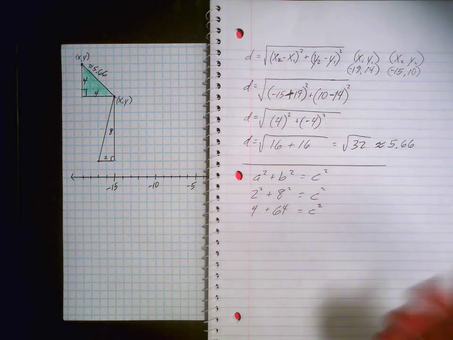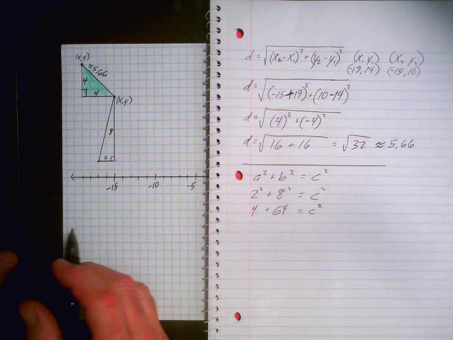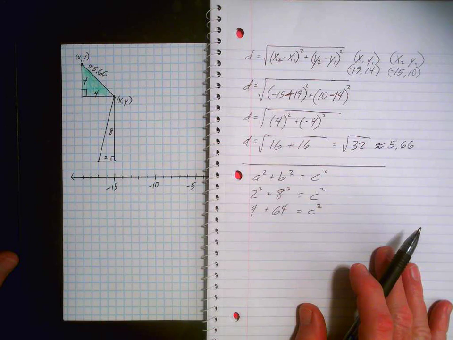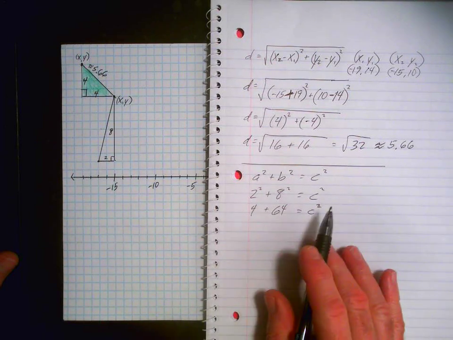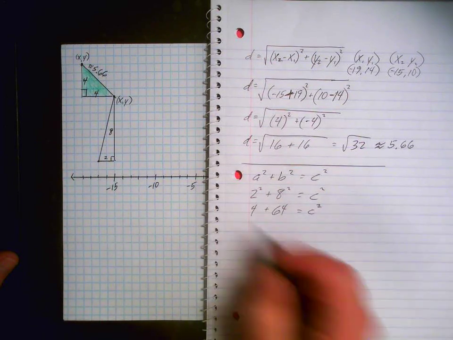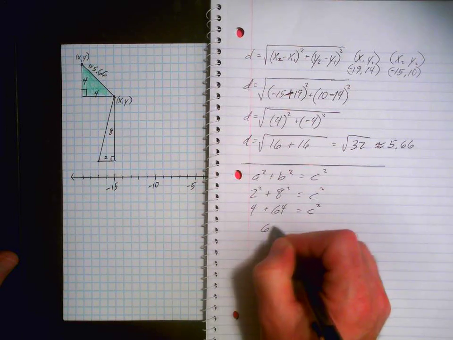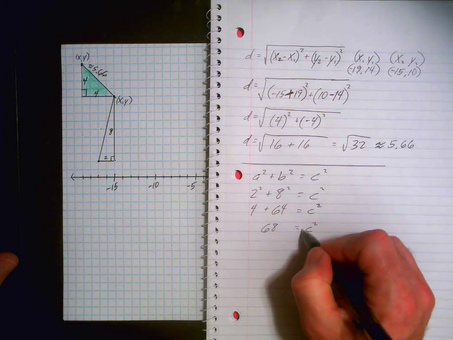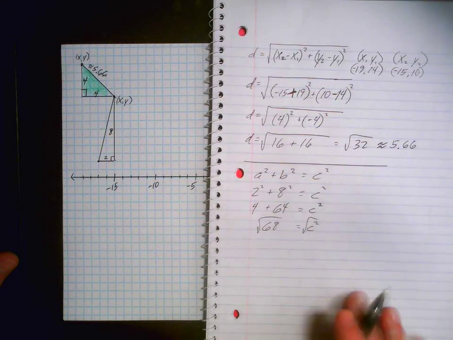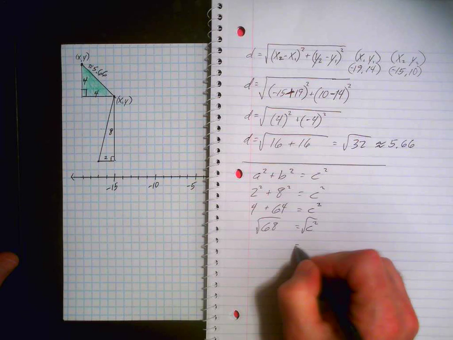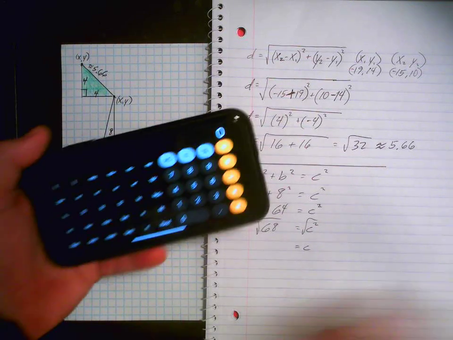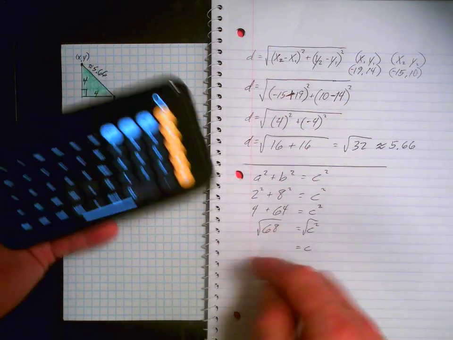Wow, that's true. But you still don't know the length of the side over here because you eliminated your variable. You got rid of your variable, and you can't get rid of your variable if you're trying to solve for your variable. So let's just keep this. So here this is going to be 68 equals c squared. How do you solve for the side? Take the square root of c squared and the square root of 68. 68 is not a perfect square, so it's going to be an irrational number.